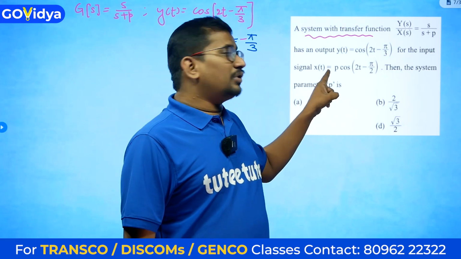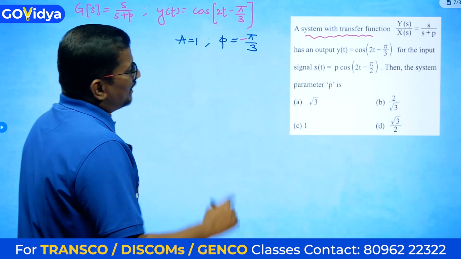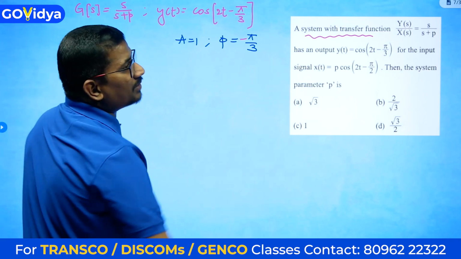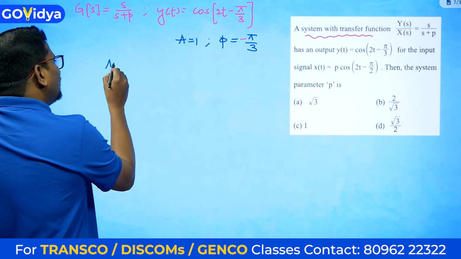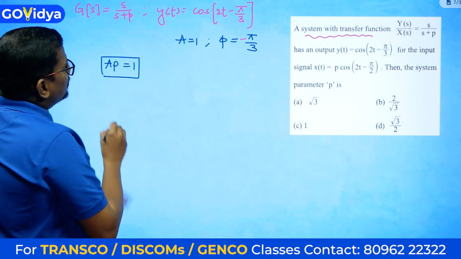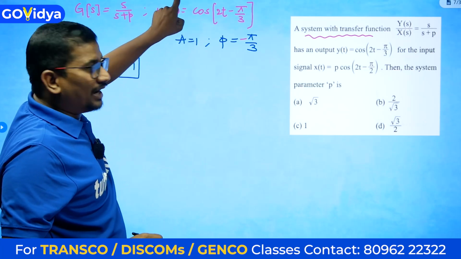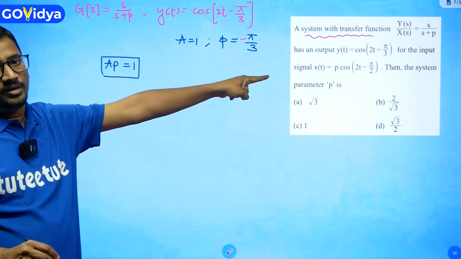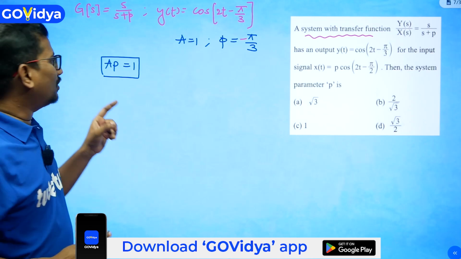Now, they have given the input also. What is the input for this particular signal? Can I say the input is P into cos of 2t minus pi by 2? So, we have to get A into P equal to 1, because this is the steady state output. This steady state output 1 I have to get. In that case, my standard notation A and the product with the input P must give 1. How to calculate this A?